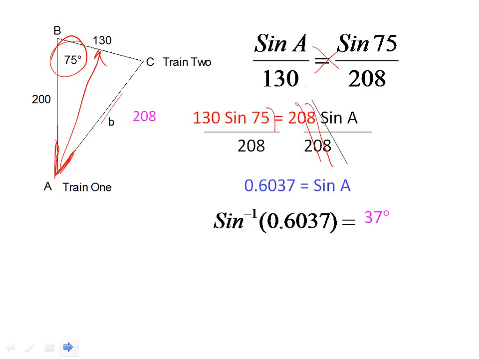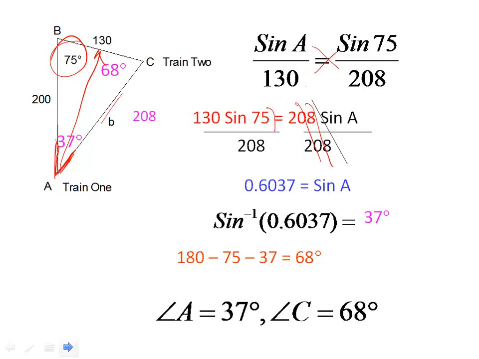Alright, so now that we know that this is 37, it's very easy to find our third angle, just 180 minus 75 minus 37. We know they have to add up to 180. It's 68 degrees. So we use law of cosines and law of sines to answer the questions in this one. Alright, and that's it for number 7. Angle A is 37 degrees, angle C is 68 degrees.